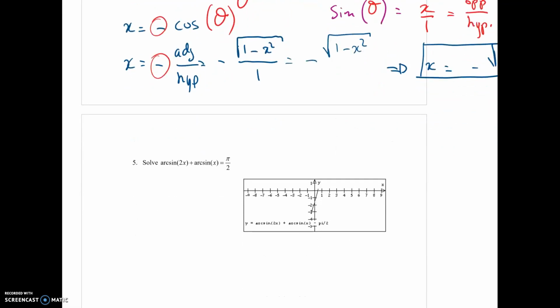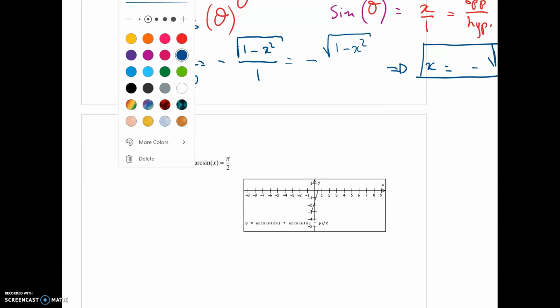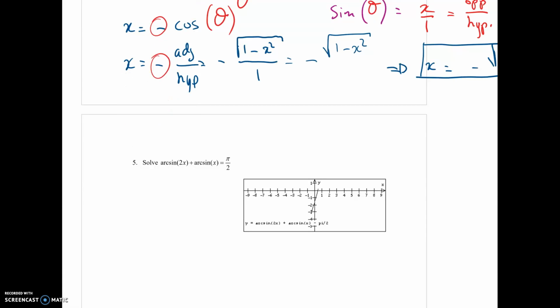The arc sinus 2x plus arc sinus x equal pi over 2. So first of all, I'm going to isolate one argument. So what do we have? We have arc sinus of the angle 2x equal to pi over 2 minus arc sinus of the angle x. Or I could also have arc sinus of the angle x equal pi over 2 minus arc sinus of the angle 2x. Let's try to take the second one.